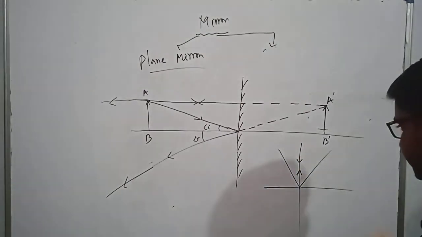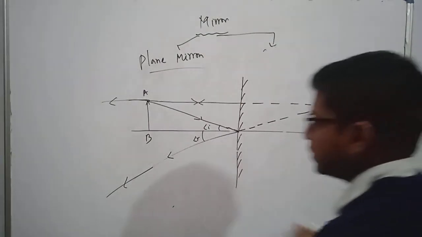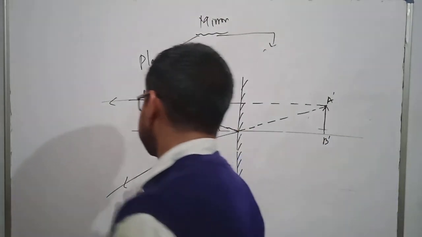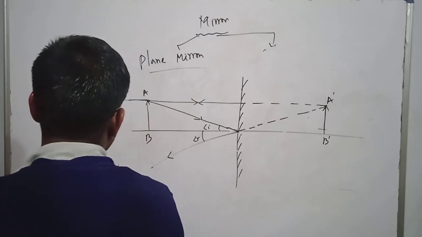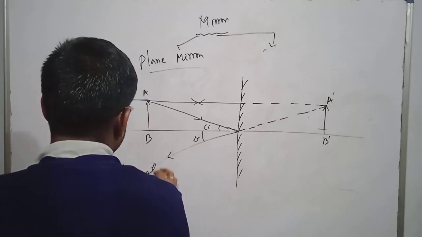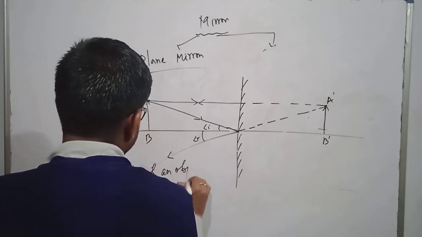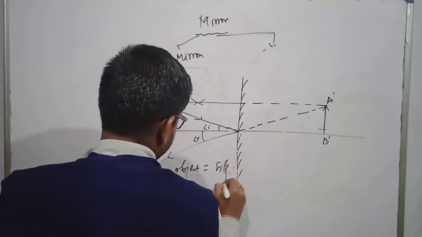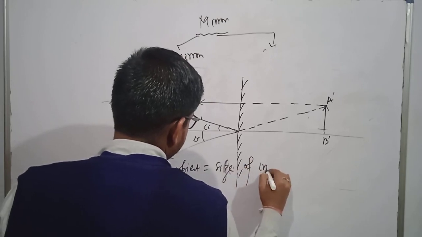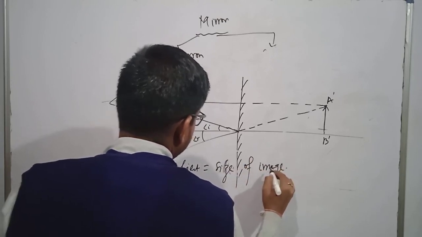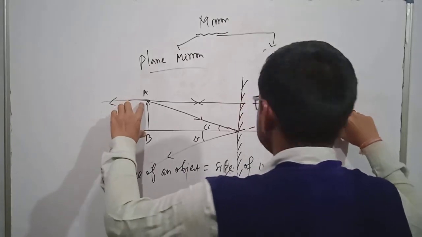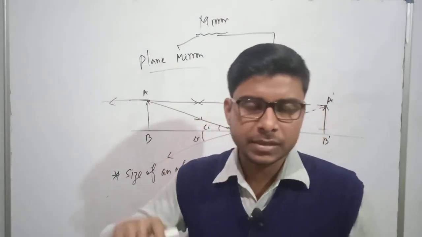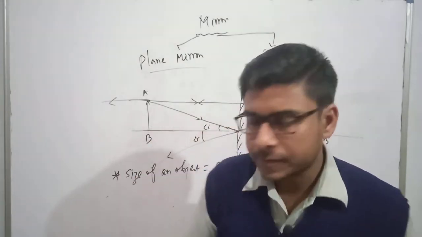First property is that the size of an object should be equal to the size of the image. Means the size of the object and the image are the same. If you can see your face in the mirror, you can see that it is exactly the same size as your face.